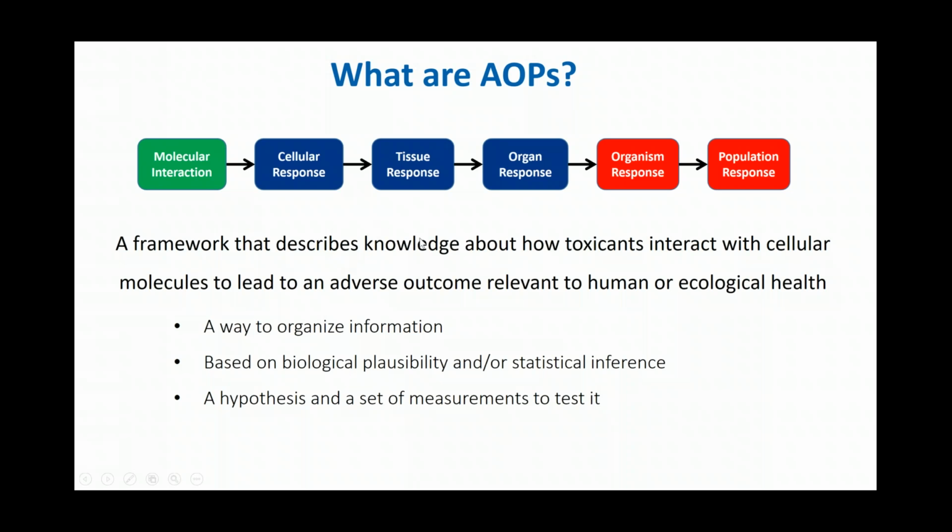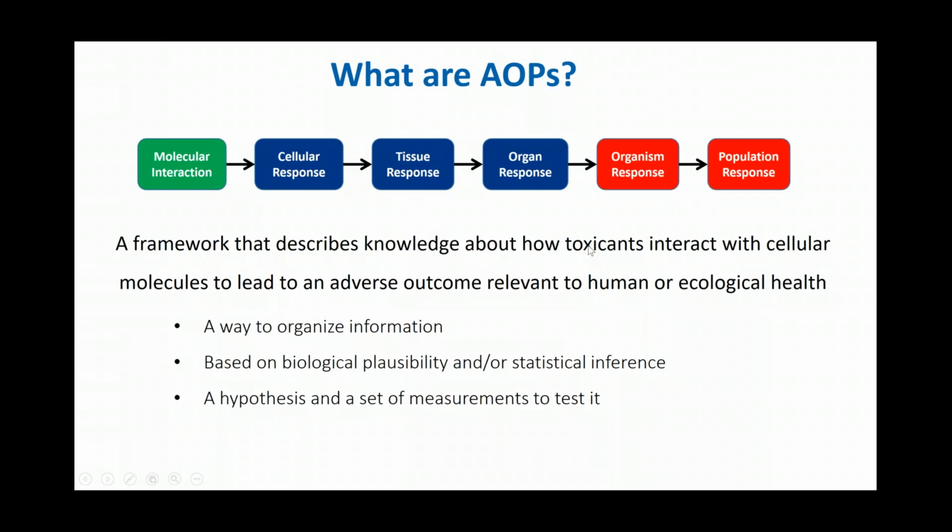And that's what we have here at the top. I don't know if they can see my cursor when I'm pointing, but we have molecular interaction leading through different levels of biological organization at the cellular, the tissue, and the organ response to adverse outcomes at the organism and the population level. So this is called the flow diagram.